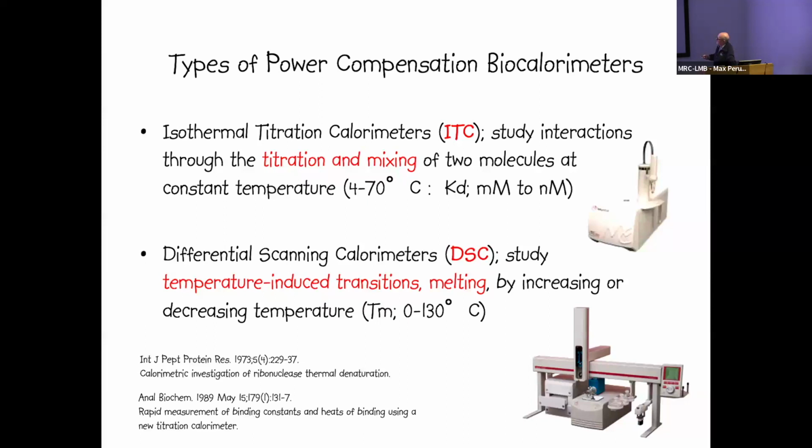We also have differential scanning calorimetry, and in this we look at temperature-induced transitions, so melting. We can increase or decrease the temperature, and we have a range of 0 up to 130 centigrade because we put a small amount of excess pressure on top of the cell to stop the liquids boiling.